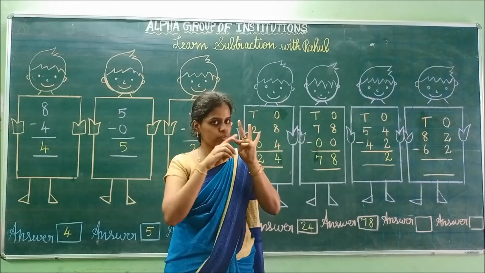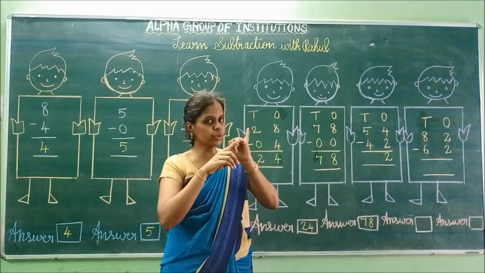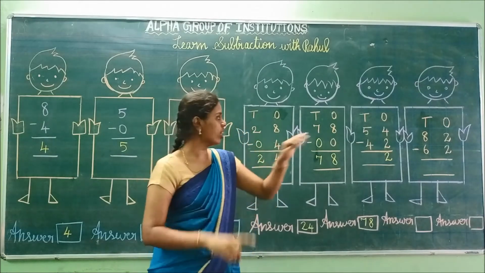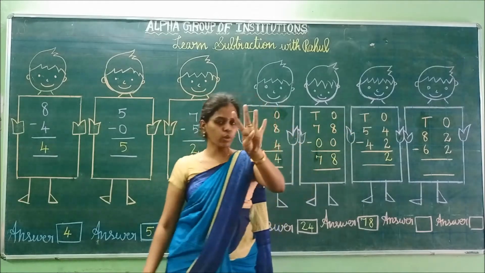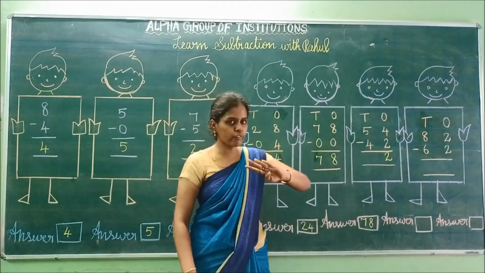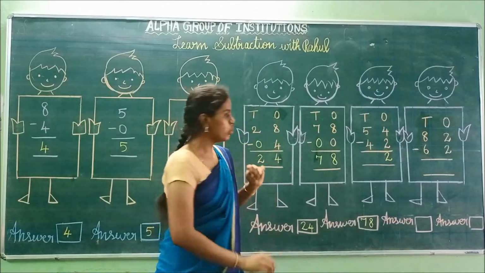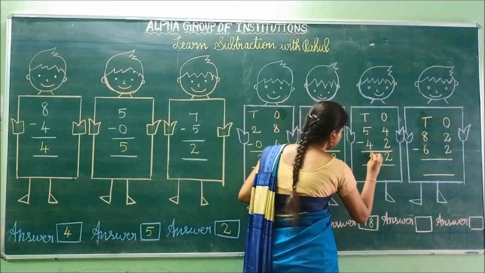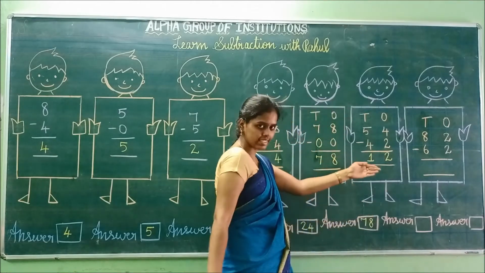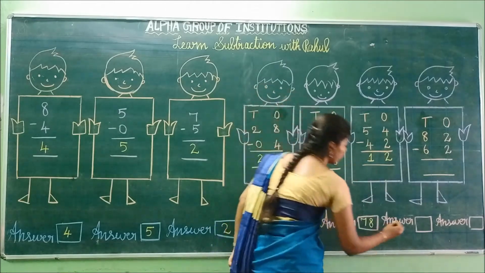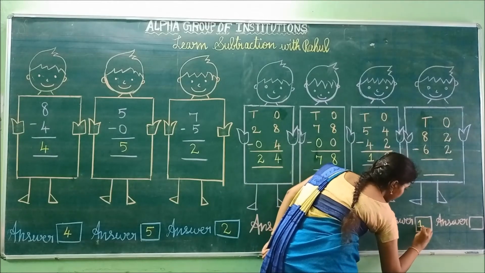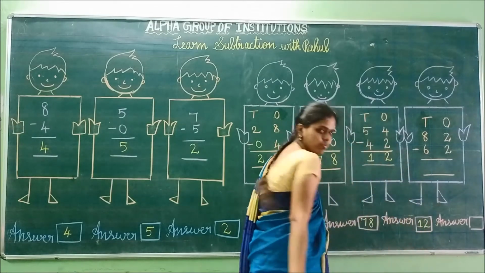Before 5, 4, 3, 2, 1. Okay? 5 in the mind, take 4 in the fingers. Before 5, 4, 3, 2 and 1. Your answer is 1 here. So, your final answer is 12. You have to write your final answer in this box.